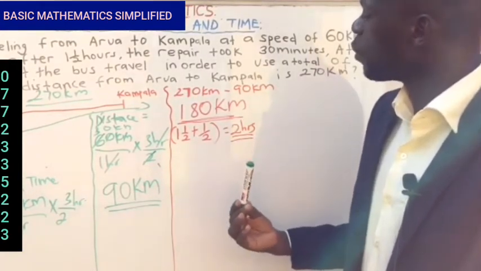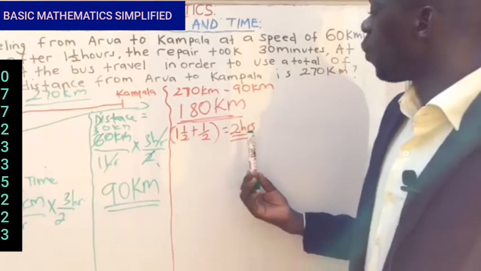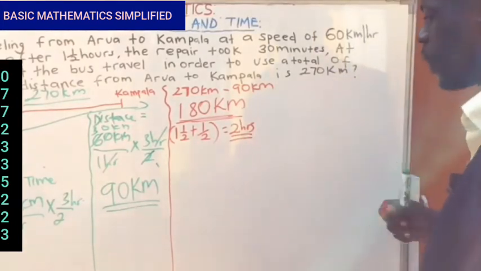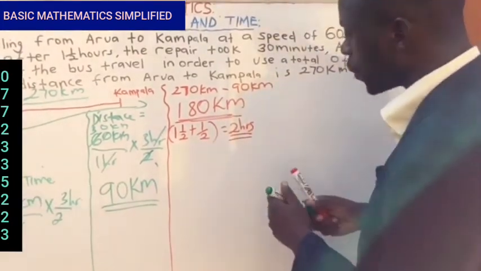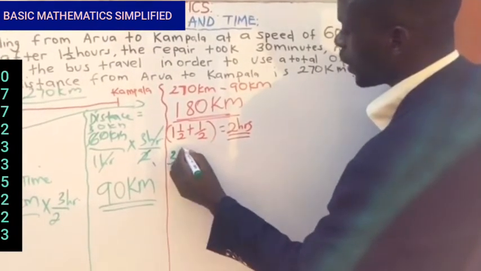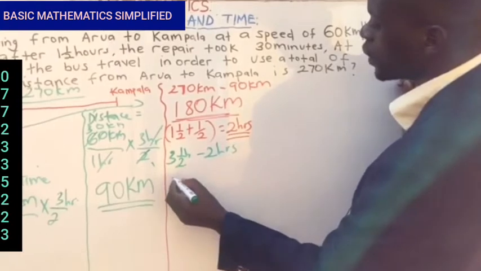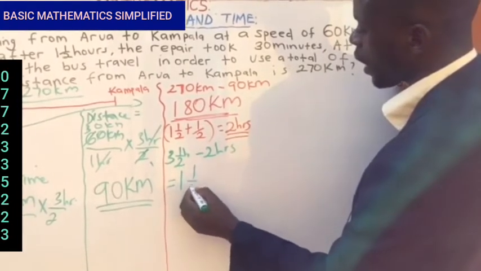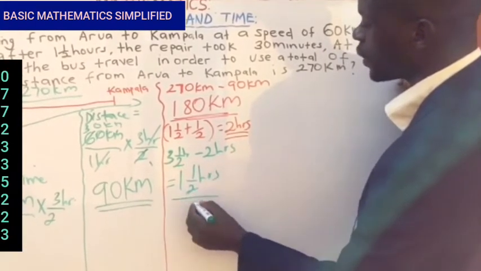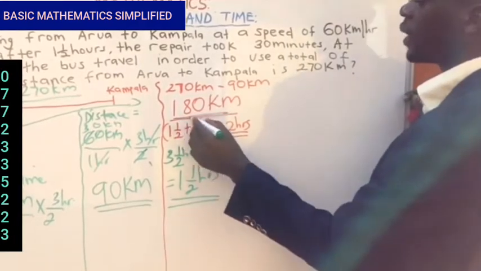What time is he left with? Remember, he was supposed to use only 3.5 hours. 3.5 hours minus 2 hours gives you 1.5 hours. So this is the time left, and this is the distance left. The time left and the distance left.